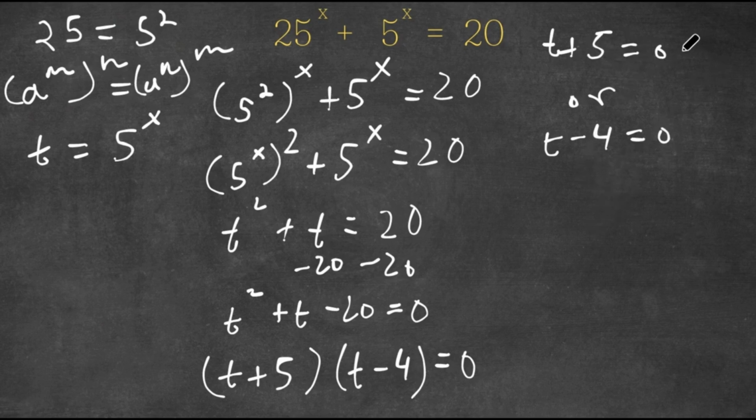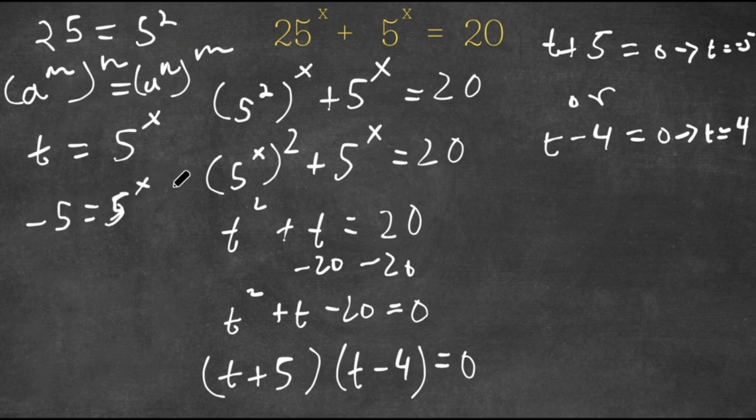For t plus 5, this means that t is equal to negative 5. And for t minus 4, this means that t is equal to positive 4. So now remember, we set t equal to 5 to the power of x. So let's first try the value t equals negative 5. So if t equals negative 5, then I have negative 5 is equal to 5 to the power of x.